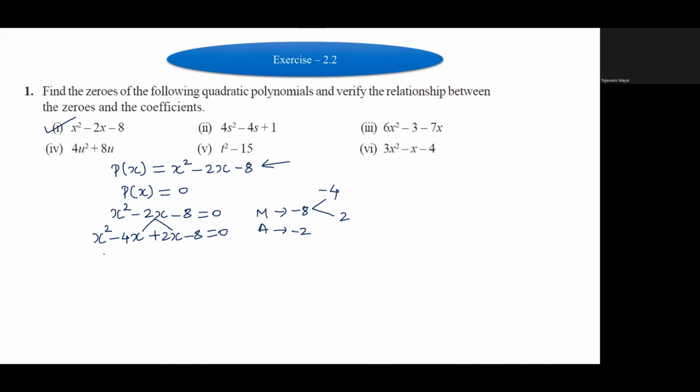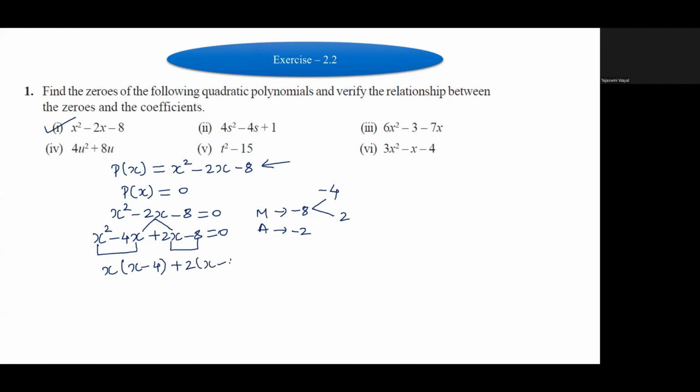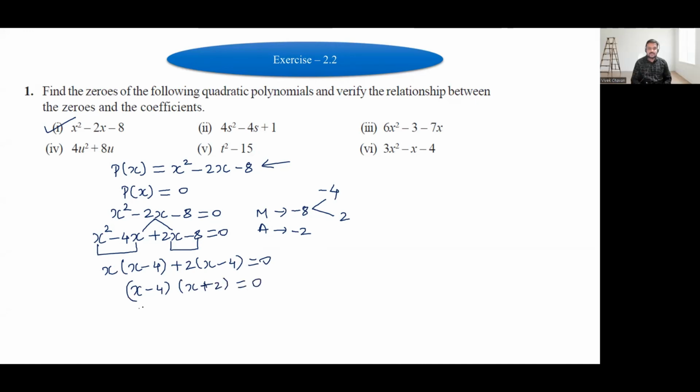Yes, sir. So now we will take common. So x will be the common. So x minus 4. Yes, sir. Then 2 we will take as the common. So x minus 4, x plus 2. So the two zeros will be x minus 4 and x plus 2. Okay, correct. So x will be equal to 4. This is my first zero.